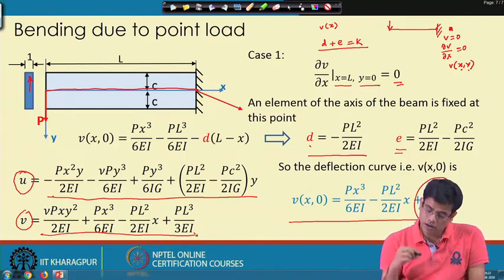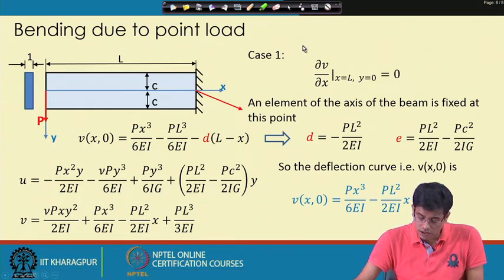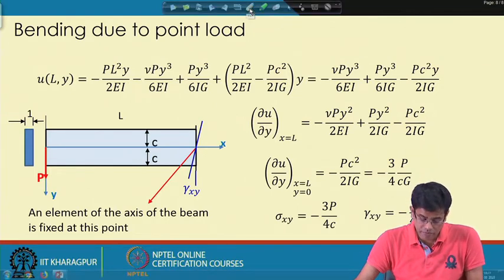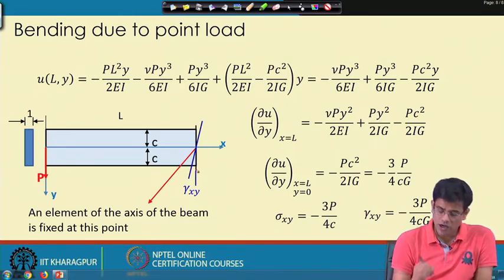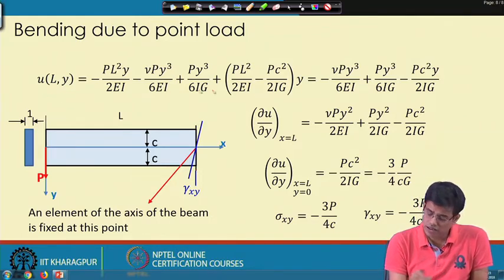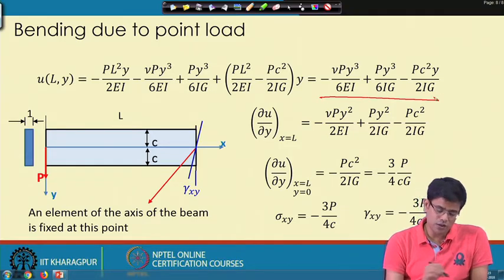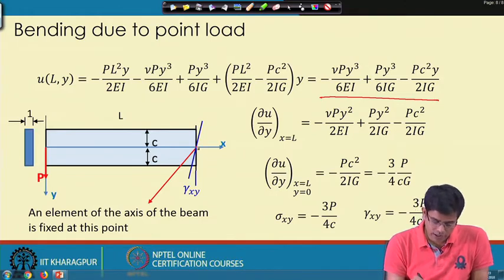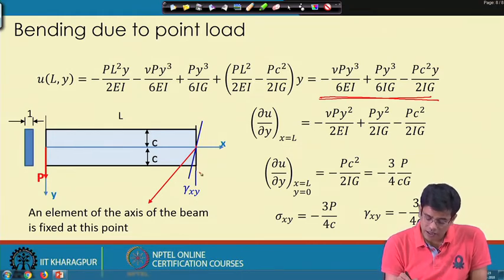Now, another important fact: let us see what happens to the stresses in the beam if we use these displacements. You see this is our displacement u of L, y, along y. If we now do some manipulation, we can see that our u displacement is 0 at x equals L, and we are checking the variation of the displacement. So, now this is my displacement along this line. Now, the del u del y at x equals L is this.